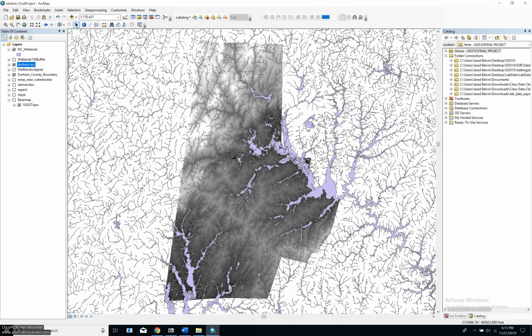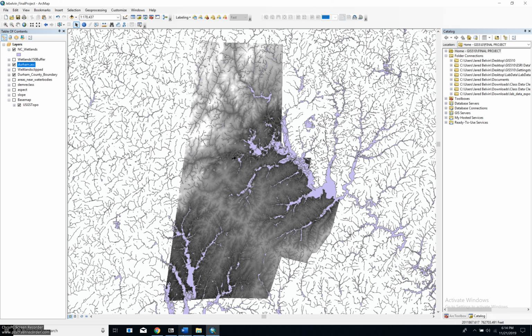For my final project, I wanted to look at flooding, specifically in the Durham, North Carolina area. This is because my focus is on climate change and how an increase in significant weather events and an increase in significant precipitation can cause flooding in certain areas.